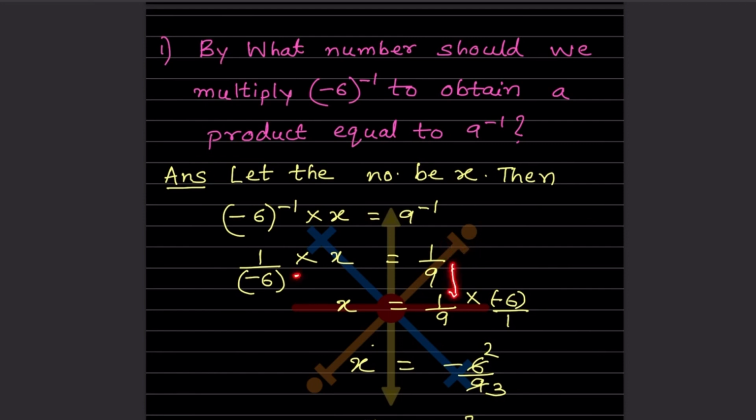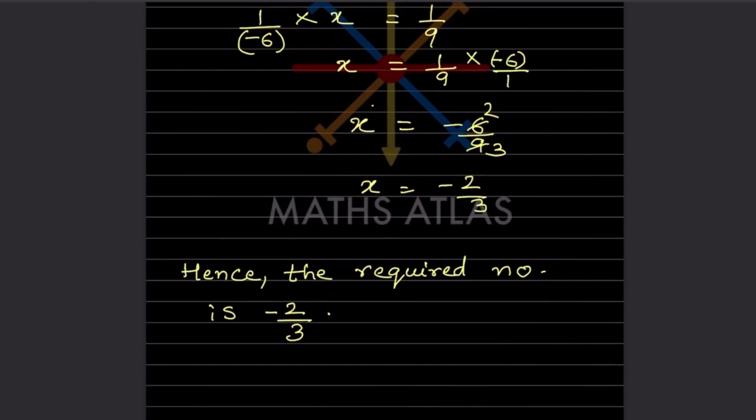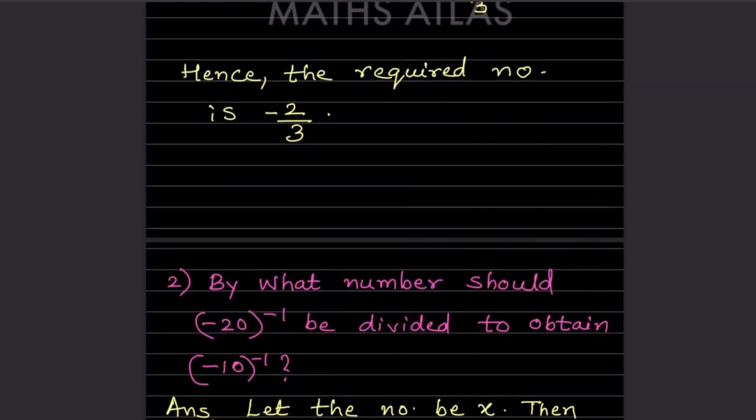If this goes on the other side, it is going to get flipped over, that will be minus 6 by 1. Now the value of x will be minus 6 divided by 9. So you have to simplify it. 3 twos are 6 and 3 threes are 9. So the answer is x is minus 2 by 3. So we can write, hence the required number is minus 2 by 3.